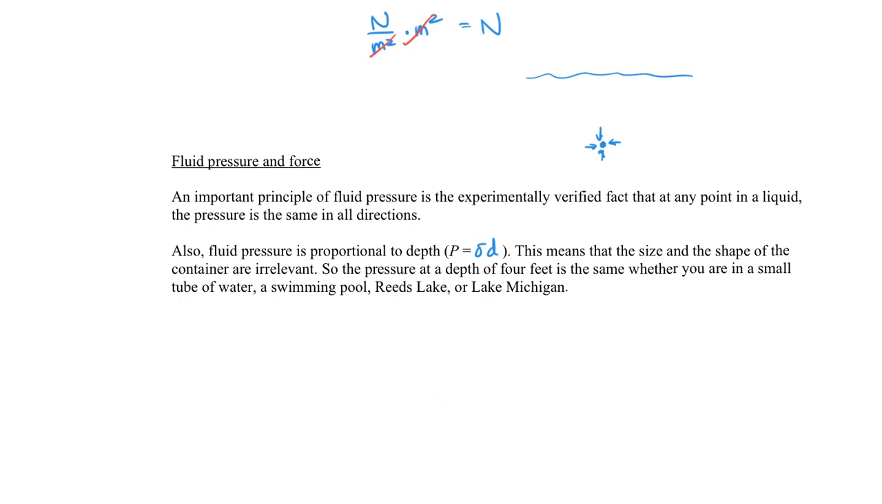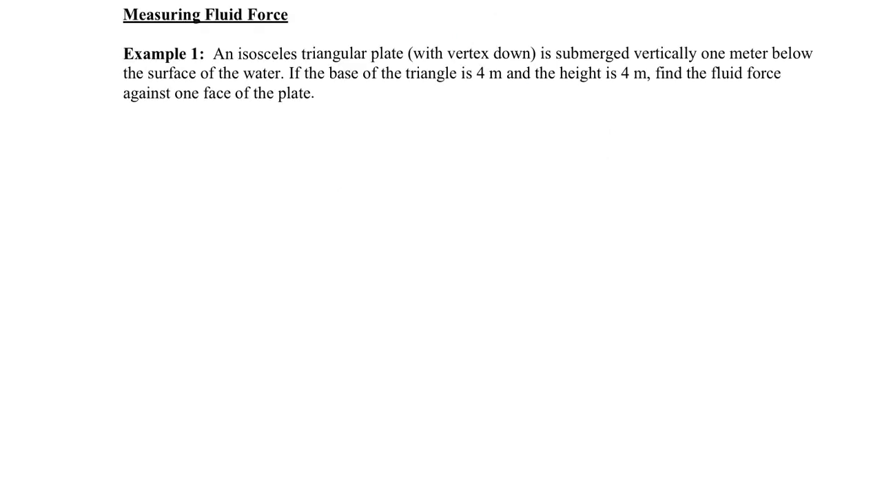All right, and now we are ready to actually see the kinds of questions we're going to run into in here and see if we can come up with a plan of attack that will work on these problems. Example 1 says we have an isosceles triangular plate. Okay, isosceles. What does that mean? 2 equal sides, right? So therefore 2 equal angles. But we've got this triangular plate with vertex down, so the point is down. It is submerged vertically 1 meter below the surface of the water. So the base of the triangle is 4 meters and the height is 4 meters.